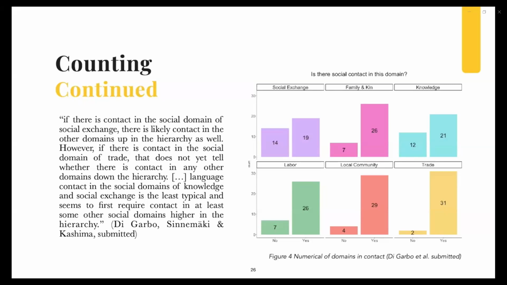In other words, if you have social contact in social exchange or in the knowledge domain, there's a good chance that you're going to be having social contact in the domains of trade as well, and in the local community and in labour. But if you just find a pair where contact only occurs in trade, it's hard to say. Perhaps there is no social contact in any other domain. So even with counting, I think you can get some quite powerful insights into the social domains of contact.